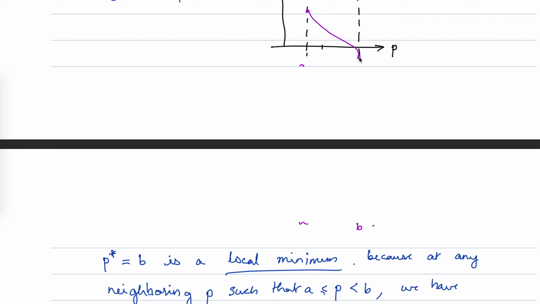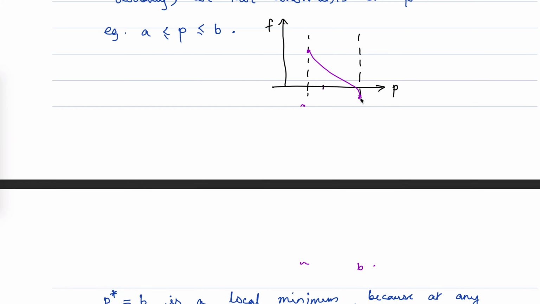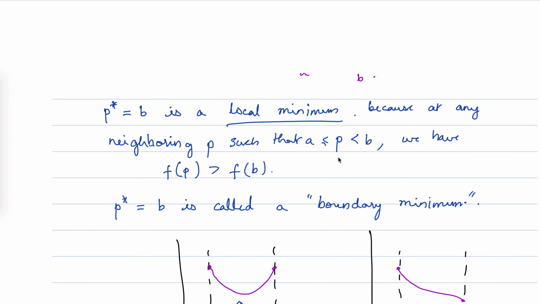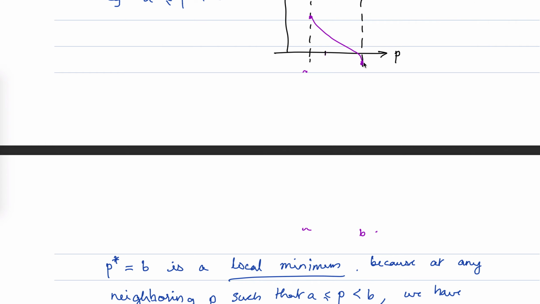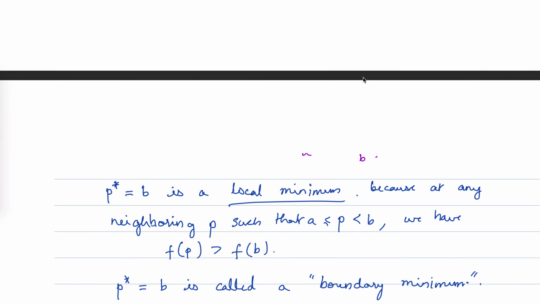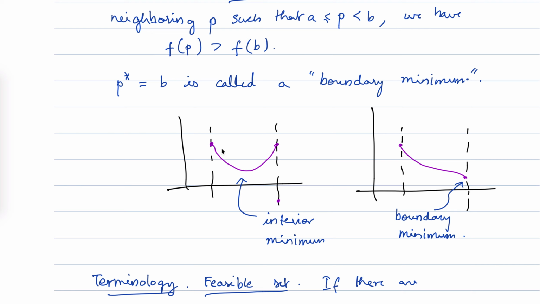And p equals b, this point, is the local minimum, because if you take any other point p in this range, the function is necessarily higher than its value at p equals b. So p equals b might be called the boundary minimum because it's at the boundary of your feasible set. So if you have a function like this, and these are the boundaries, this would be an interior minimum, this would be a boundary minimum, right?